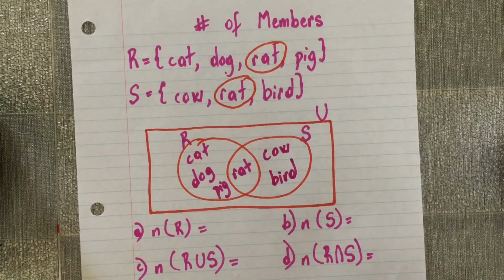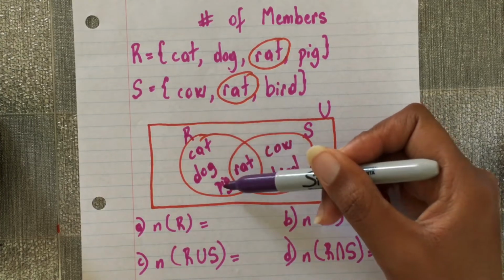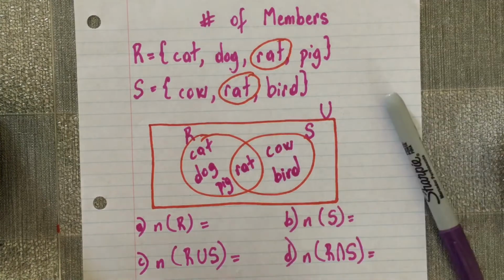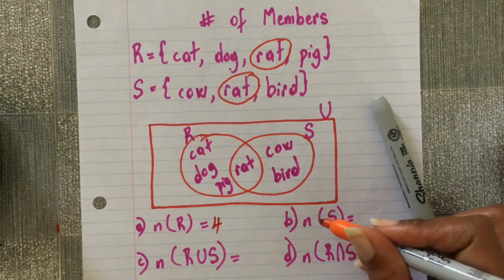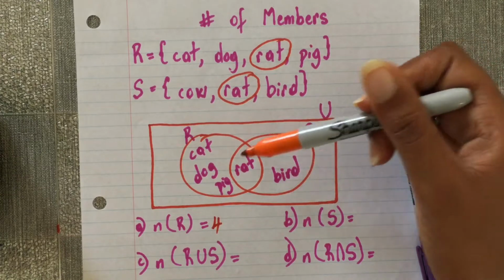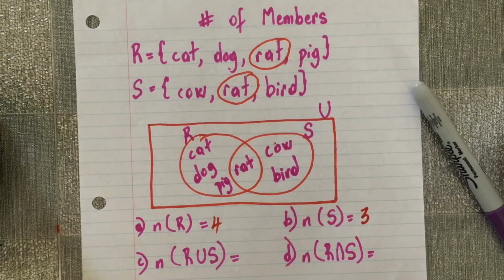Now we're asked some particular questions. So here we have the number of elements in set R. We're going to go ahead and count those elements. So we have 1, 2, 3, 4. So your answer here would have been 4. The number of elements in set S, we're going to count 1, 2, 3. You go ahead and put your answer there, which is 3.